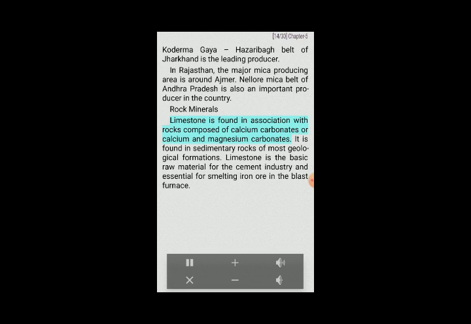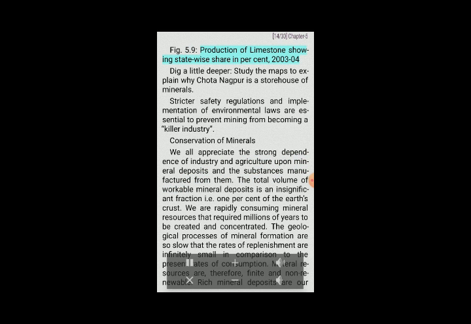Rock minerals. Limestone is found in association with rocks composed of calcium carbonates or calcium and magnesium carbonates. It is found in sedimentary rocks of most geological formations. Limestone is the basic raw material for the cement industry and essential for smelting iron ore in the blast furnace. Fig. 5.9. Production of limestone showing state-wise share in percent 2003-04. Dig a little deeper. Study the maps to explain why Chota Nagpur is a storehouse of minerals.